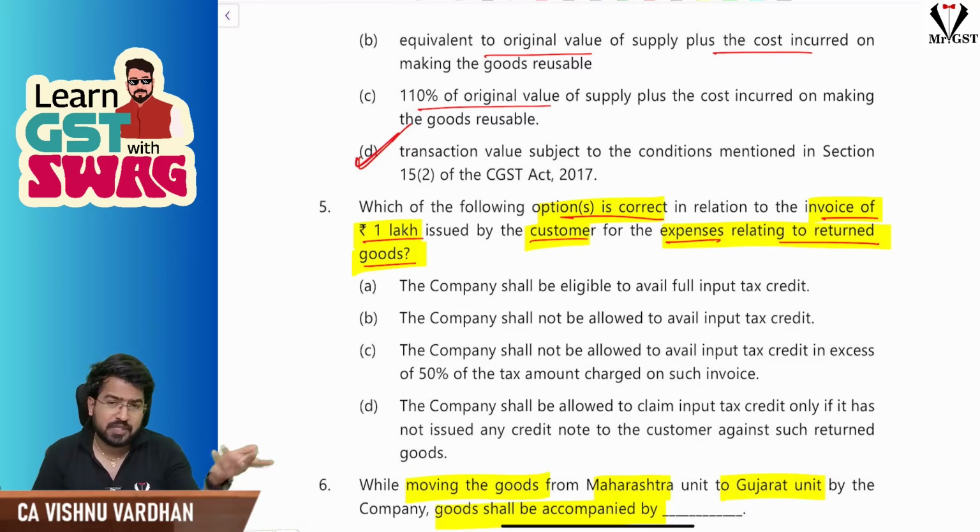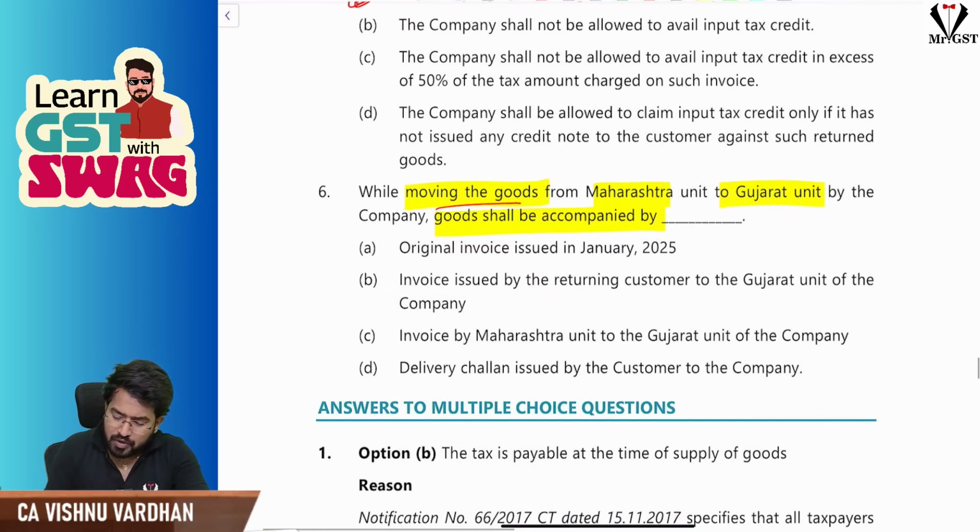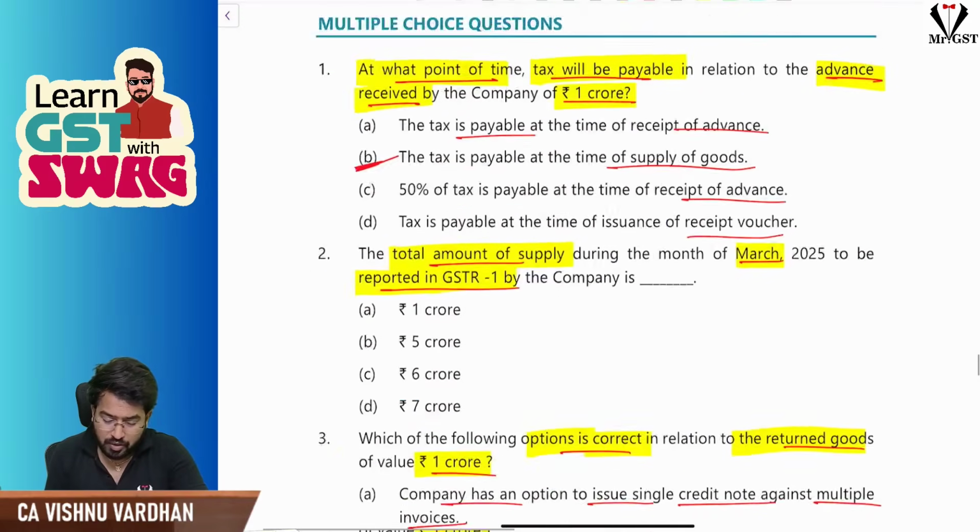Obviously, it is like a purchase of services. Yes, you can take ITC on that. So the company shall be eligible for full ITC is the answer. Even without reading the case study, you can understand that. While moving the goods from the Maharashtra unit to the Gujarat unit, the goods shall be accompanied by what? We should check that with the question actually. Okay. Now coming to the case study.